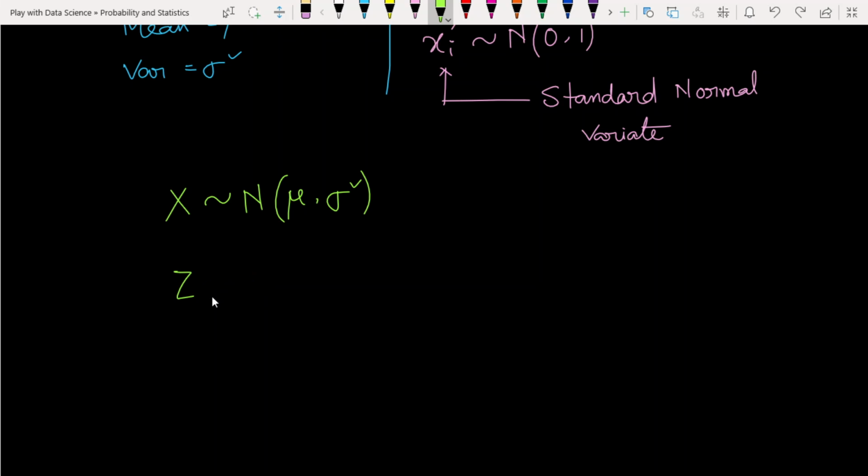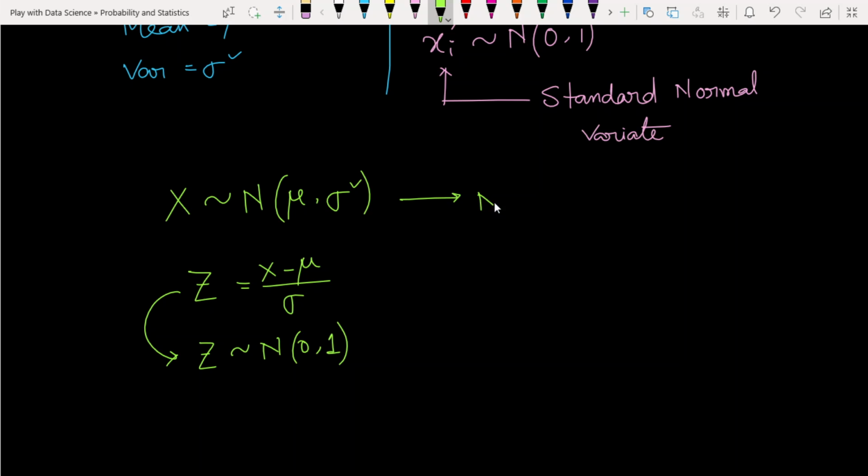By applying Z equals x minus mu divided by sigma, these Z's must follow the normal 0, 1 distribution. It is a simple normal distribution, any normal distribution, and it is the standard normal distribution.